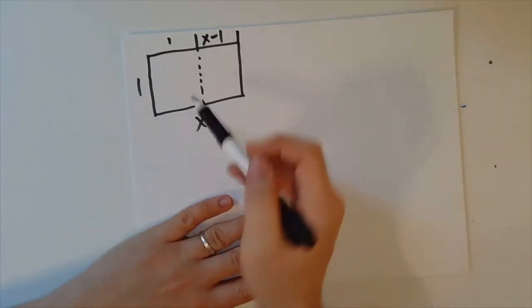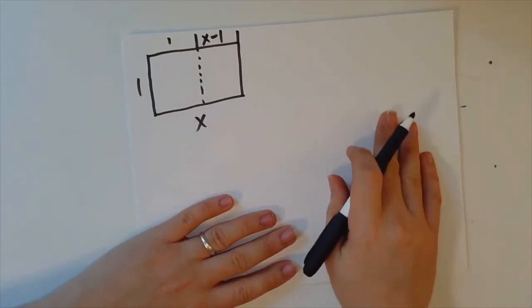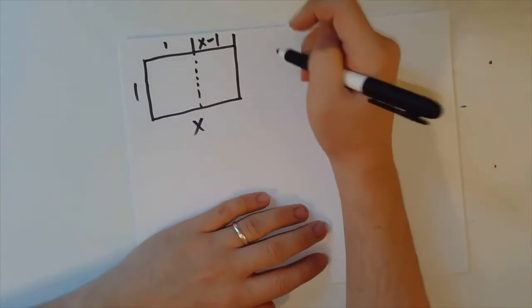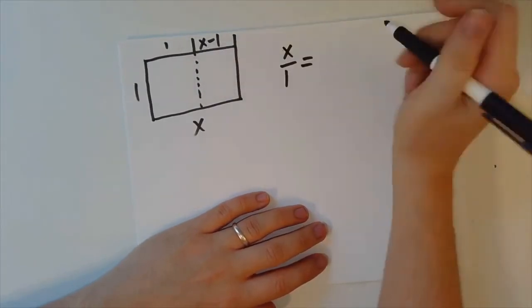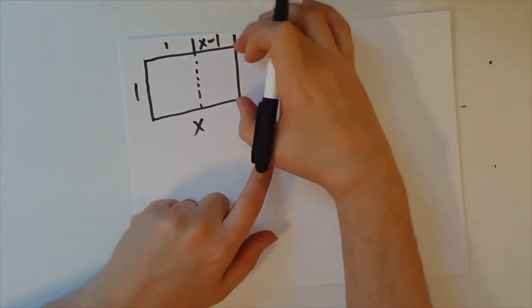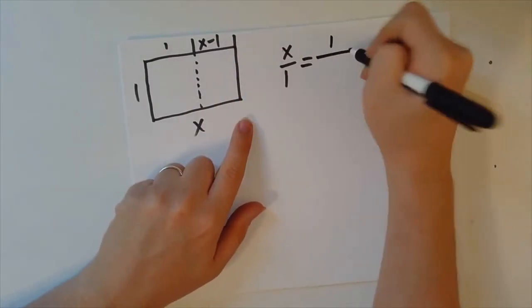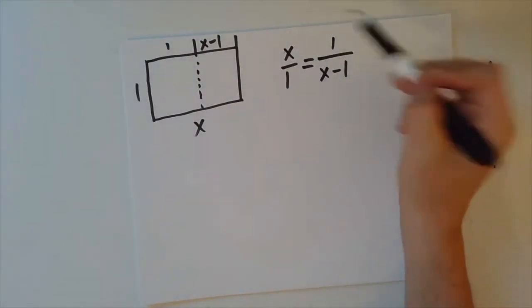And so the claim that these two rectangles are similar is to say that for both of them, the ratio of the long side to the short side is equal. So that is to say x is to 1 as, and then now the long side is this one for the little rectangle, so as 1 is to x minus 1. Okay, so that is our equation.